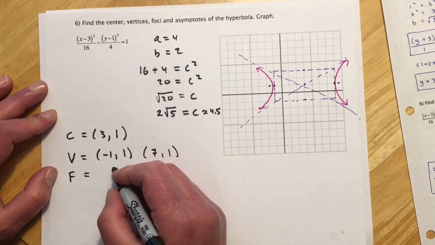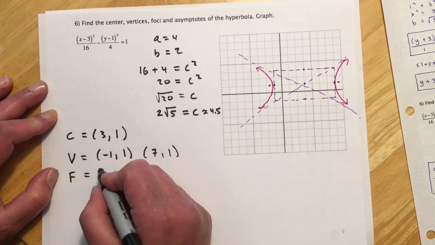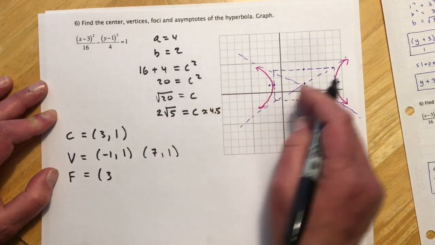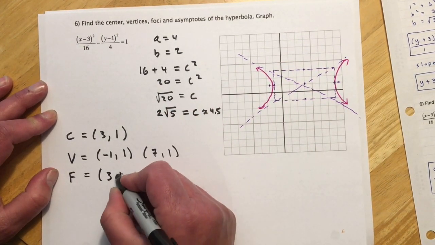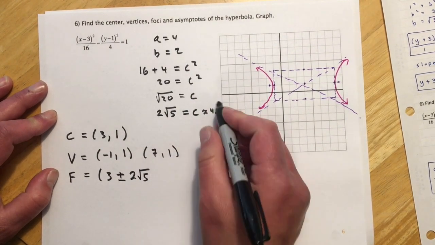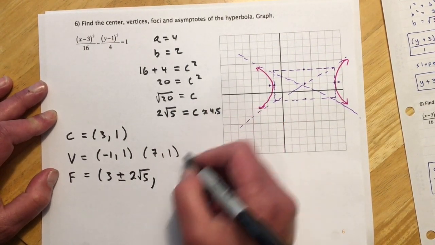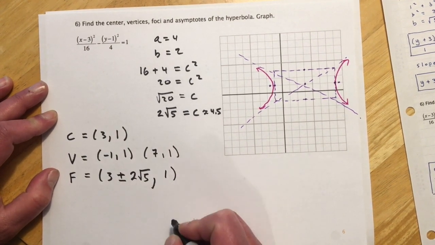Foci, so it's the x that's changing, so we're going to be starting from 3. And either going 4.5 this way or that way, but we'll write that as plus or minus the 2 root 5, so we'll do the exact solution. On the test, please give the exact one, not the decimal. And then y is 1 still.